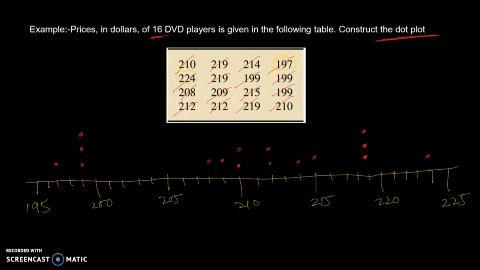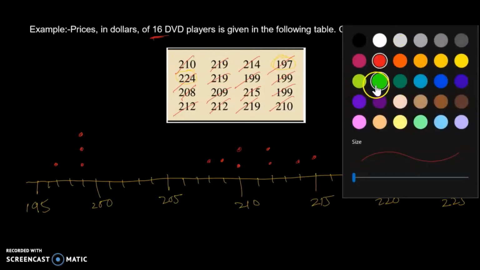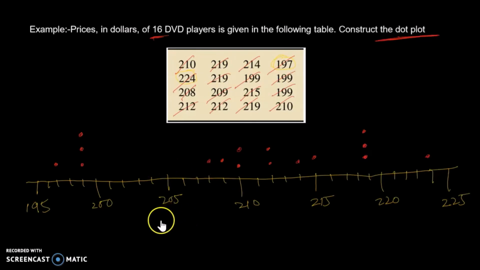Just at the final step, we put a title at the bottom. We give a proper title here. What is this indicating? These are the prices of DVD players. So this just gives a nice title so that everybody understands what this plot is about.